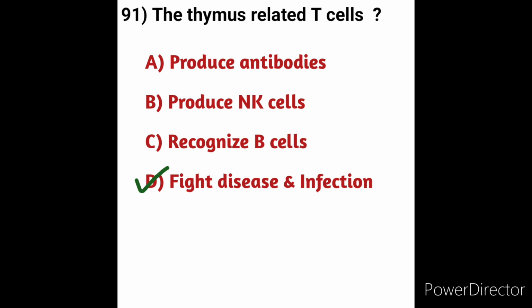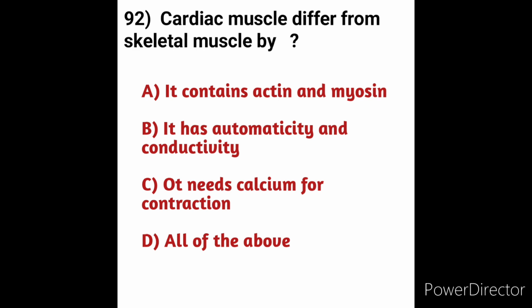Next we will move on to question number 92. Cardiac muscle differs from skeletal muscle by. We will see the options here. Option A, it contains actin and myosin. Option B, it has automaticity and conductivity. Option C, it needs calcium for contraction. Option D, all of the above.